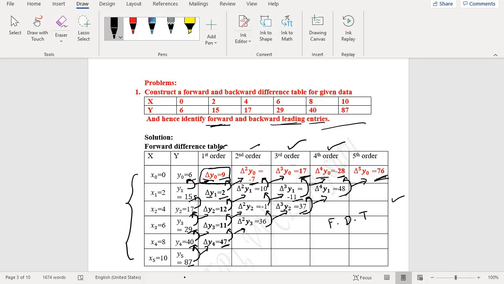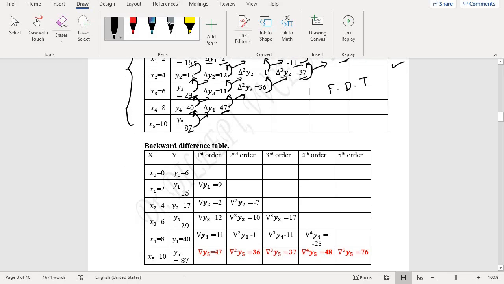So this is the procedure of construction of the forward difference table. Okay. Now for the given data, we'll construct the backward difference table. Observe this table.